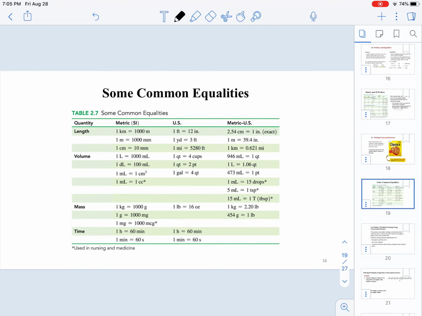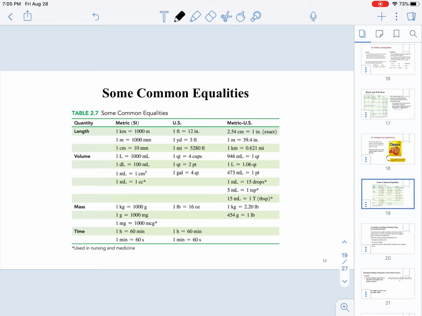Now, in table 2.7, you guys have some common equalities. Understand that these equalities will not be provided to you in the exam, but it is important that you have this table handy when you're solving homework problems and even exam problems, okay? So, this table summarizes some of the relationships between metric to metric, some of the relationships between US and US, and lastly, the metric US relationships.